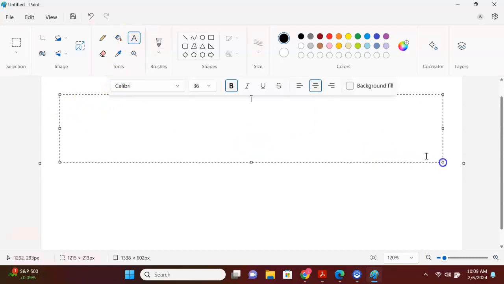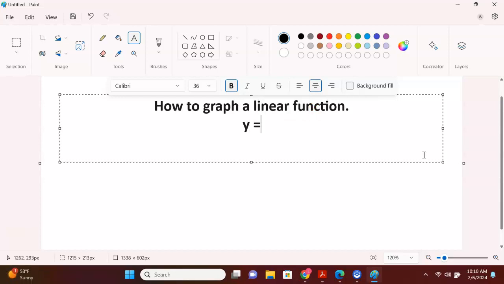Alright guys, in this quick video I'm going to show you how to graph a linear function. And remember, one of the most popular forms of linear functions is y equals mx plus b. The m is your slope and the b is your y-intercept. The x is your input and the y is your output.